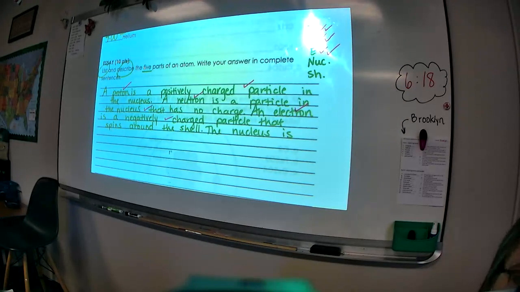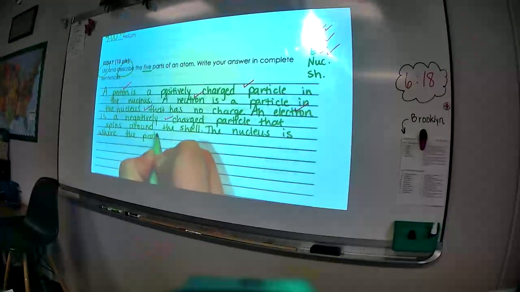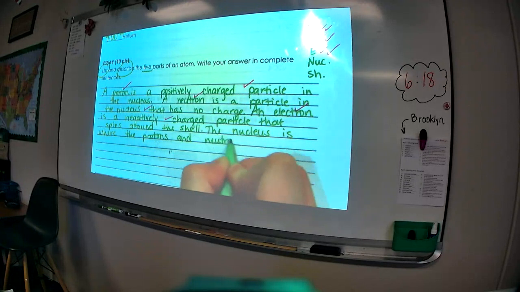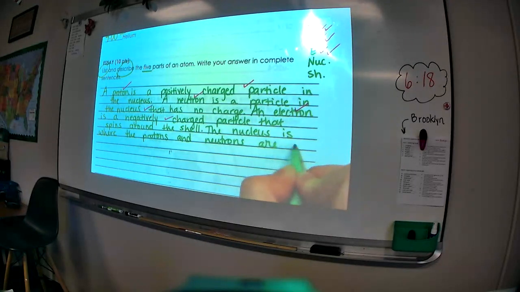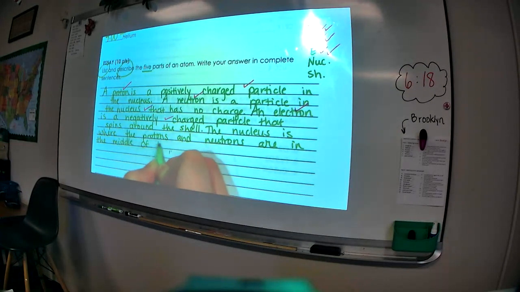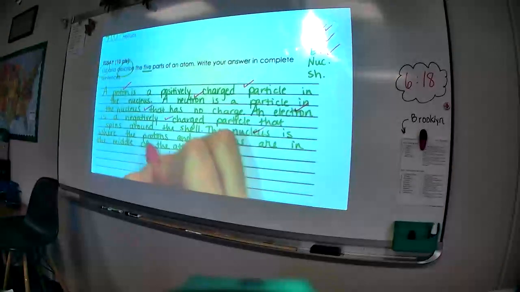Good. And where is it with the atom? Good. The nucleus is where the protons and neutrons are, in the middle of the atom. So we named it and described it.